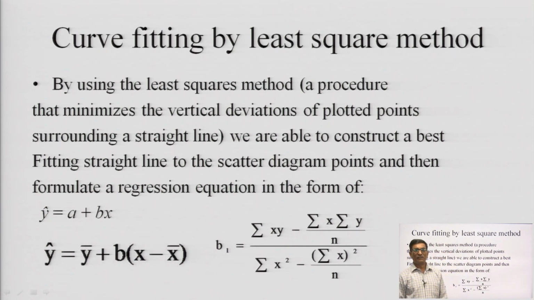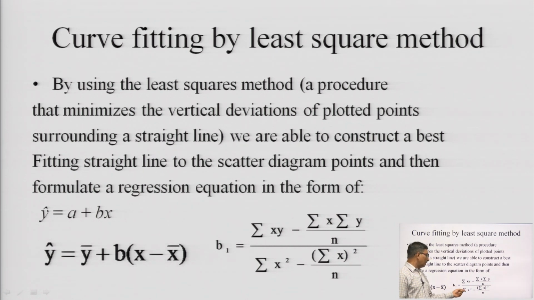So, here summation xy is the sum of the product of the values of x and y, and here summation x into summation y, we first sum the x values and then the y values, and multiply the two sums, and here n is the number of observations in our sample.